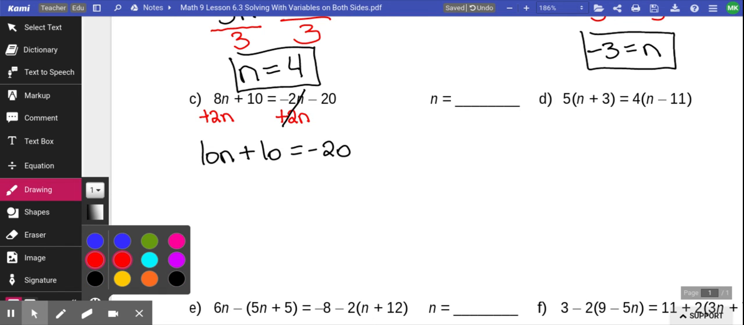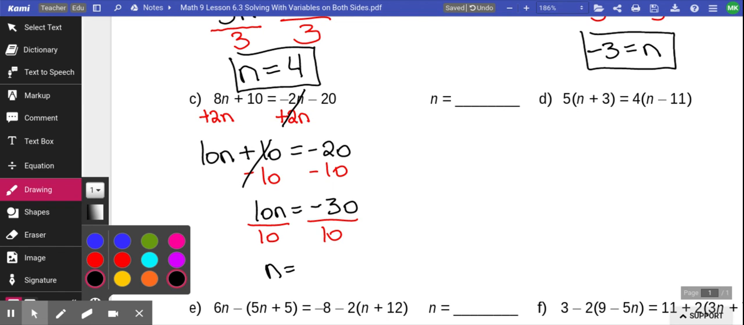And then again, I can start solving by doing opposite operations. I need to move the plus 10 first. So I subtract 10 from both sides. That gives me 10n equals negative 30. And then I have to divide both sides by 10, giving me n equals negative 3. Hopefully you got that right.